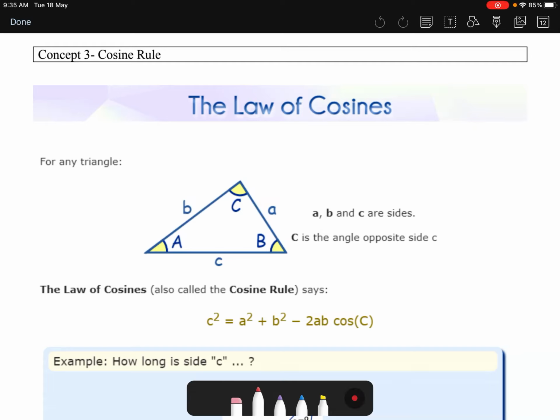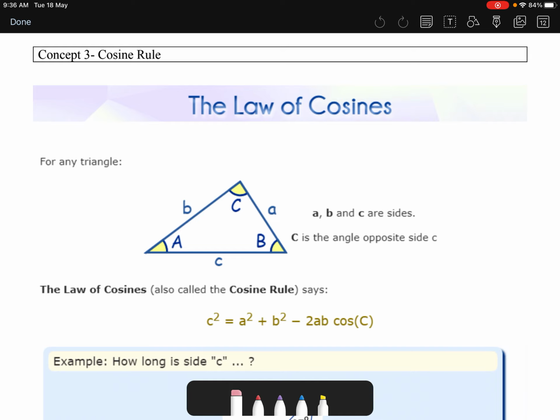Okay, so the last concept of our trigonometry is what we call the cosine rule. The cosine rule is actually similar to your sine rule, which has the same purpose, which is to find the unknown length or the unknown angle. But for the cosine rule, we use it when we are given less information. Okay, so let us take a look at this example.